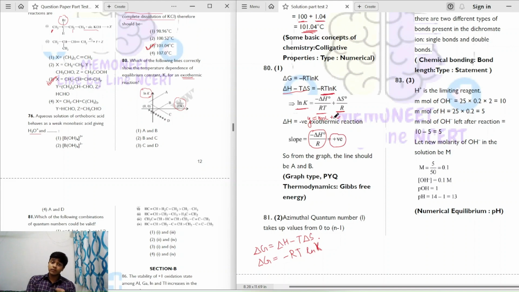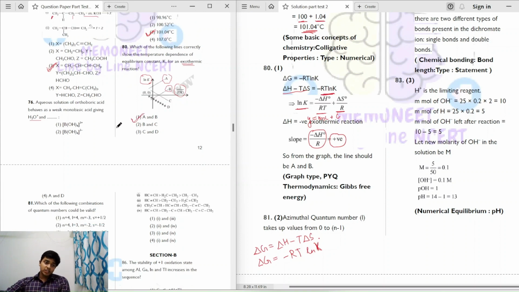So for an exothermic reaction, the temperature dependence of the equilibrium constant will always be a straight line, and it will always have a positive slope. For the graph, we can see the positive slope is in two lines, which are A and B. So the correct answer will be option 1.